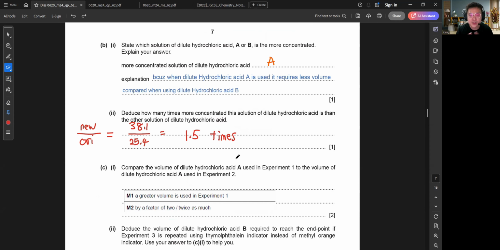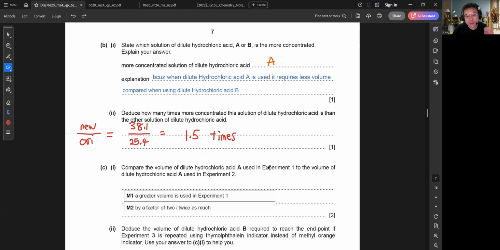Let's continue. Next question. Deduce how many times more concentrated this hydrochloric acid is than the other. They didn't tell you A or B, which one. If not, we can just look down here to say our answer. I think it's easy enough. For this one, we just use the normal formula in math: the new value divided by the original value. So you will get 1.5 times.